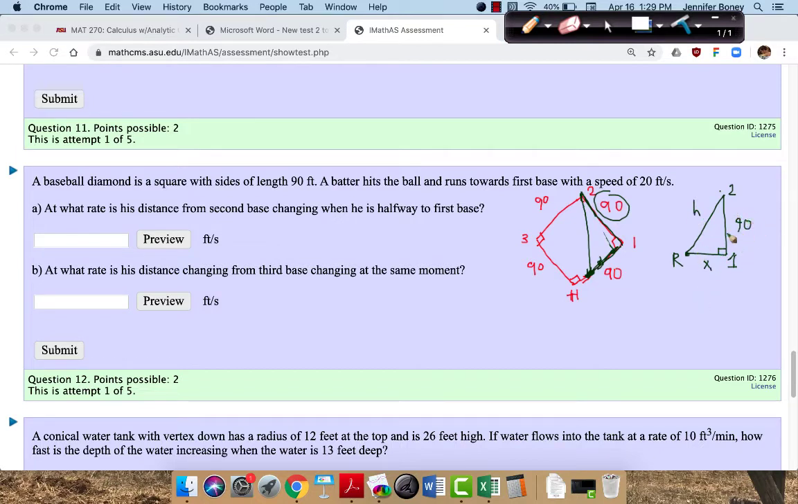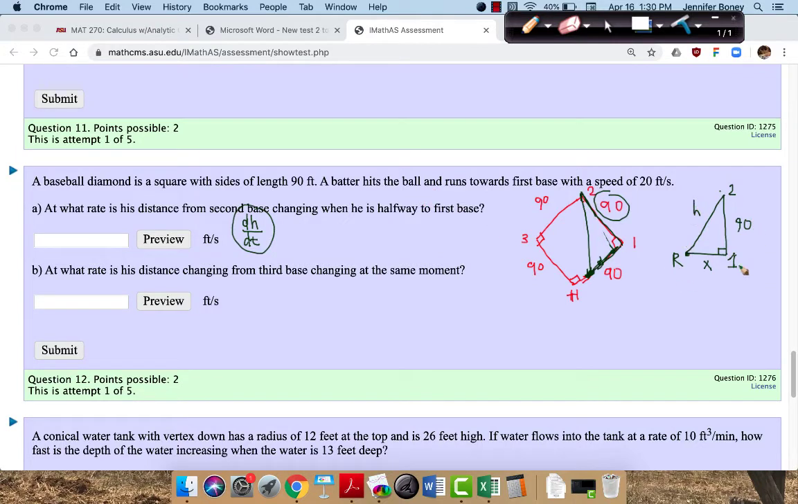This side isn't changing. These 1 and 2 are just first and second bases for reference since I tilted the picture. Here's the runner. So I want to know at what rate his distance from second base is changing. His distance from second base is H. So dH/dt is what we're looking for to answer the question. When he's halfway to first base, that's to give us a number to substitute into our formula.